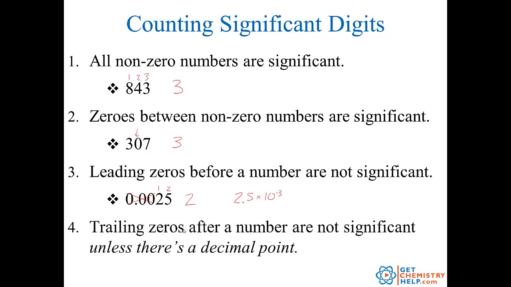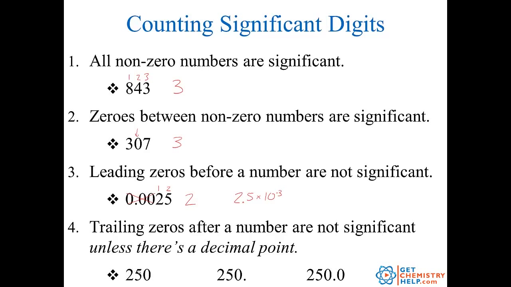And the fourth rule says that trailing zeros, or zeros that come after a number on the right, are not significant unless there's a decimal point. So that's our big caveat here, unless there's a decimal point. So I've written 250 three different ways here. So the first way, 250. Okay, our rule says that trailing zeros after a number are not significant unless there's a decimal.